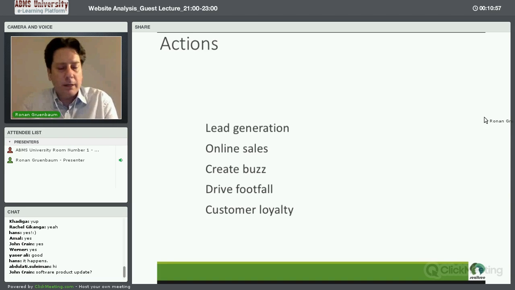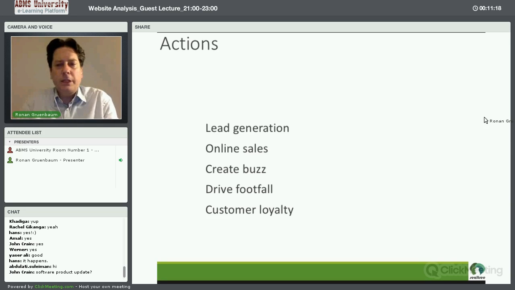So it would be, for example, in the case of consulting, it would most likely be lead generation. You want people to find out how good your consulting firm is and then contact you to find out further information about possibly hiring your services. If you have a website showing what cars you have, you want to drive footfall. If you are a site which has lots of good content, you want to create buzz.